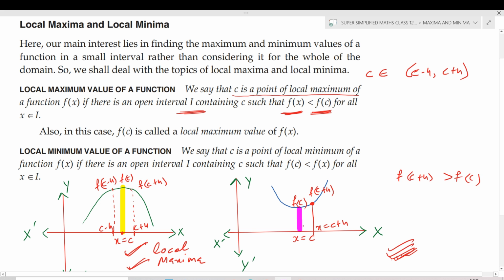And similarly, if you consider any point to the left of C, which is C minus h, the value of the function there will be f(c minus h), and you can see that f(c minus h) is also more than f(c). So I can see that the value of the function at the point C is less than the value of the function at any other point in a small open interval. Then we say C is the point of local minima, and the corresponding value of the function f(c) will be called the local minimum value of the function.